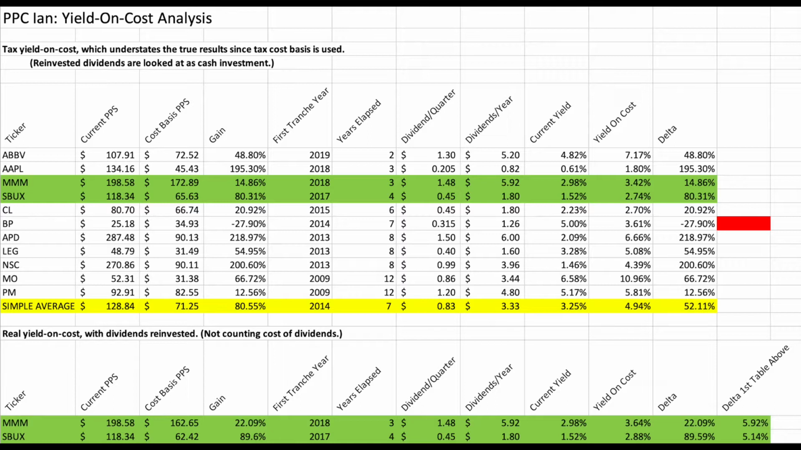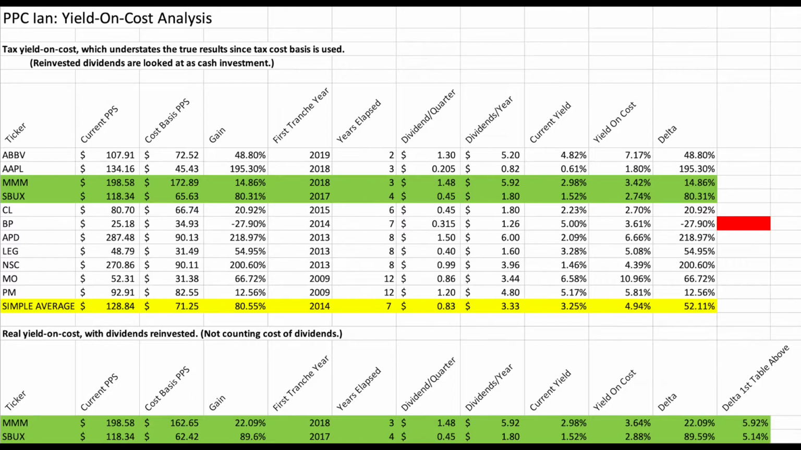Now, you can see I have dividend information here, and I have the current yield. The current yield on AbbVie is 4.82%. But what's my yield on cost on this kind of tax basis cost? Well, if I take the dividends per year, which is $5.20, and I divide by my cost basis, which is $72.52, my yield on cost is 7.17%.